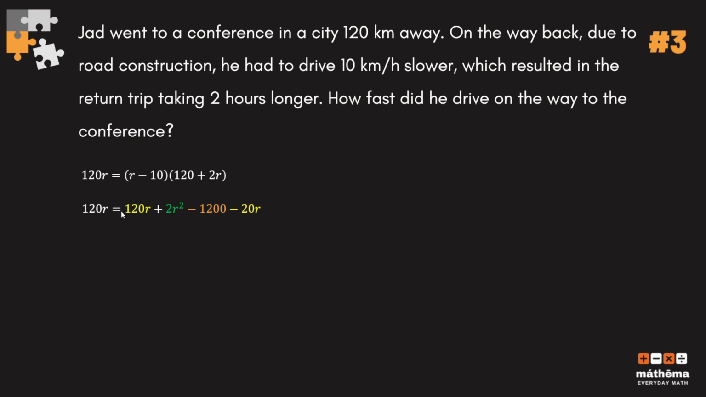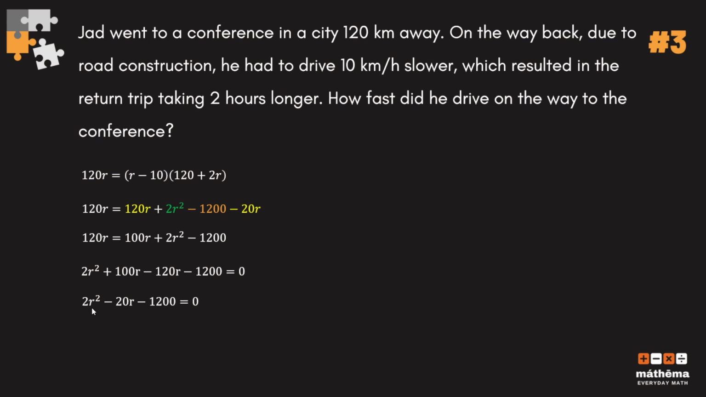After this, we will be using the FOIL method to expand this part of our equation, and that will give us 120r is equal to r times 120, that will give you 120r, r times 2r, that will give you 2r squared, negative 10 times 120 will give you negative 1200, negative 10 times 2r will give you negative 20r. Combine like terms, we will now have 120r is equal to 120r minus 20r, which gives 100r, and then we just copy 2r squared and negative 1200. We will now equate to 0, so we will have 2r squared plus 100r minus 120r minus 1200 is equal to 0. Combine like terms, we will have 2r squared minus 20r minus 1200 is equal to 0.